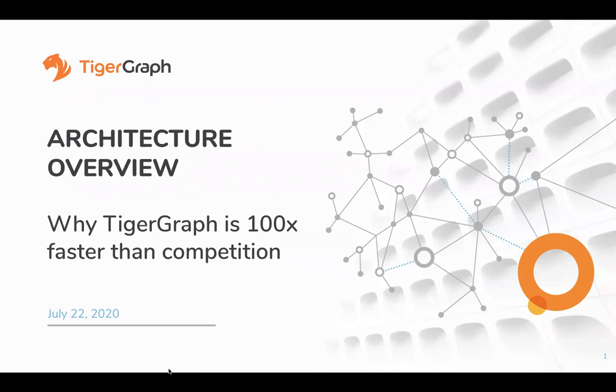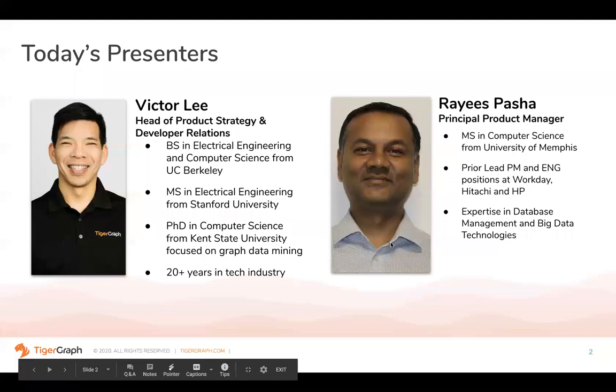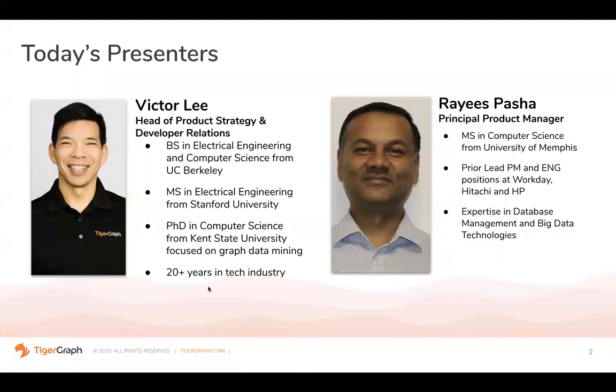So this is Victor Lee, and with me is my partner, Reyes Pasha, and we're here today to talk to you about why Tigergraph is much faster than the competition from an architectural standpoint, and give you some insight into the architecture. I'm the head of product strategy and developer relations at Tigergraph, and Reyes works with me as a principal product manager focusing on the database core.